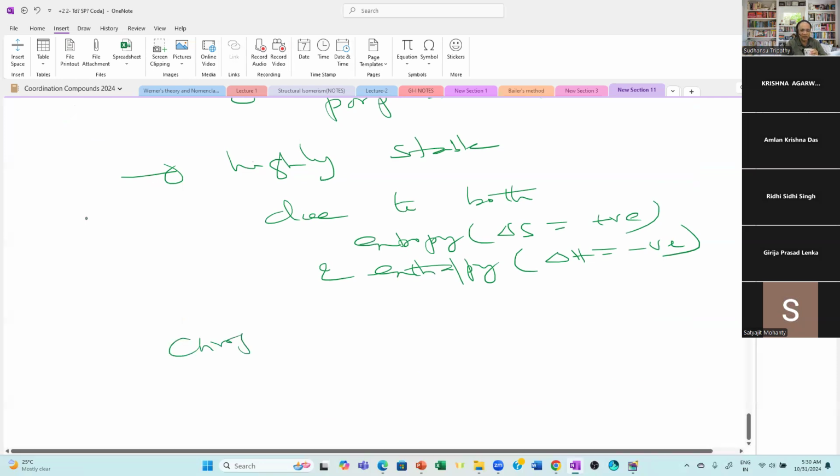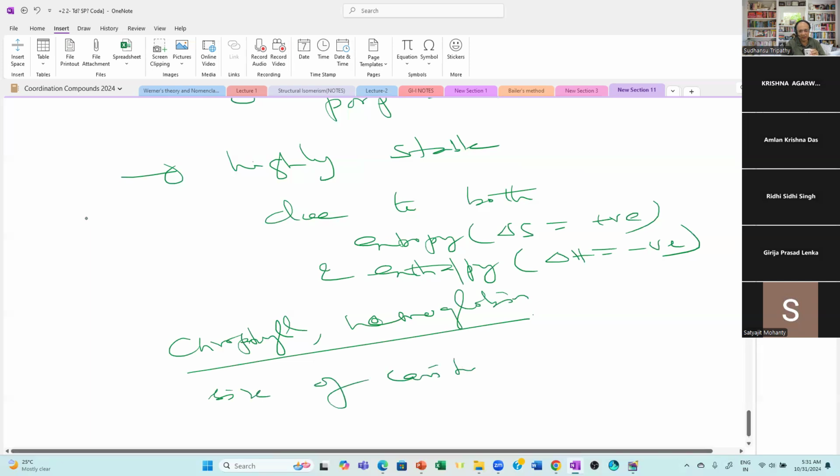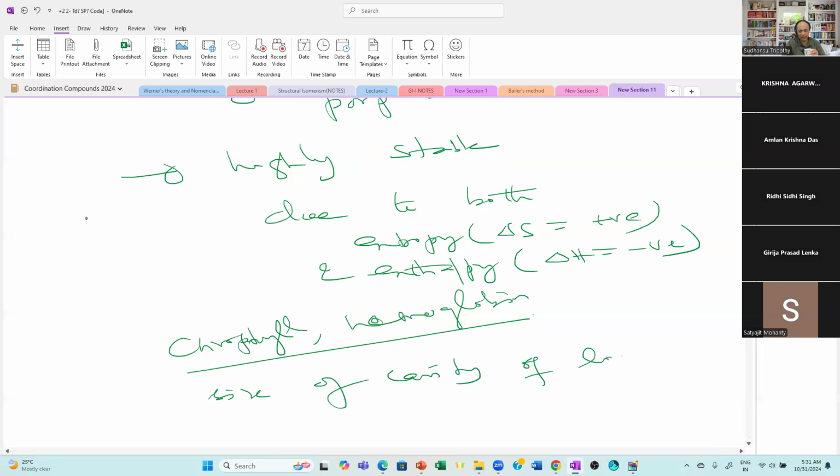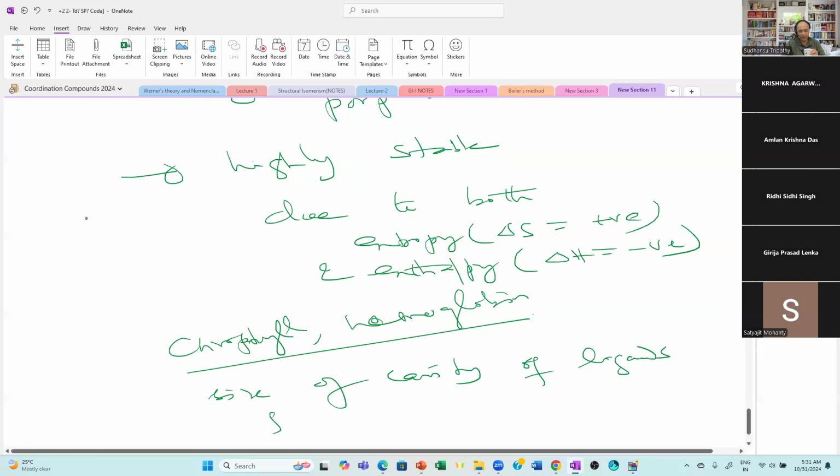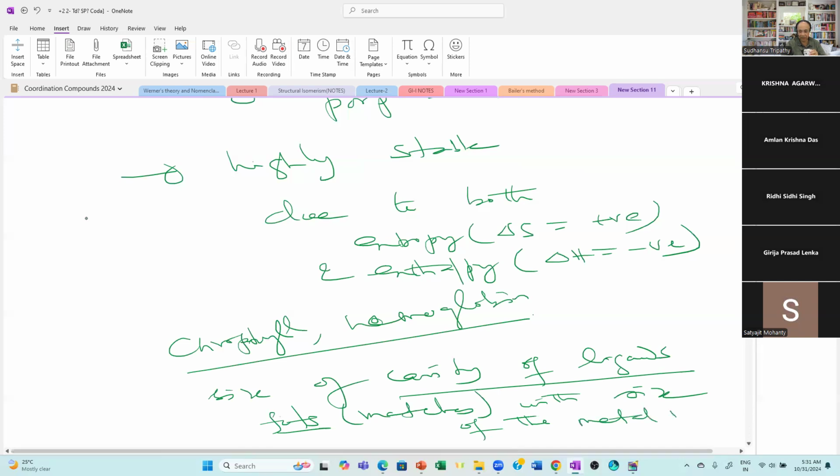Example, chlorophyll, then hemoglobin. These are extremely stable complexes because the size of the cavity of the macrocyclic ligands fits or matches with the size of the metal ion. That is the important factor.